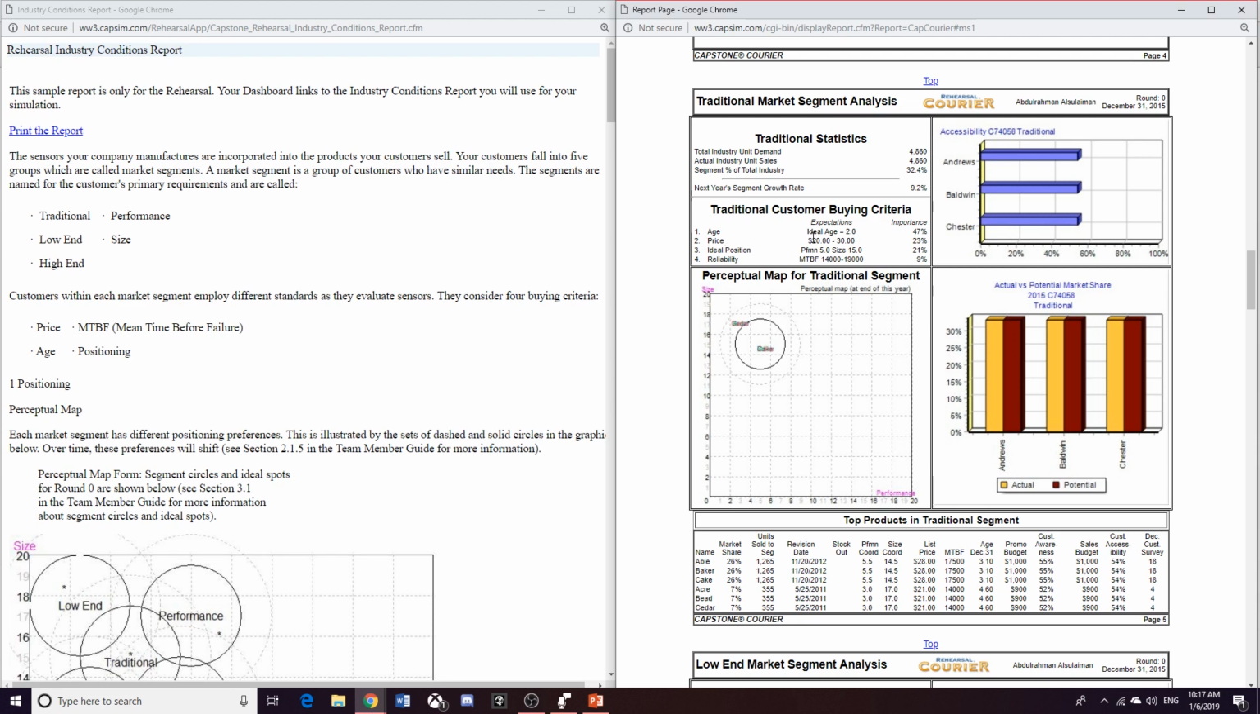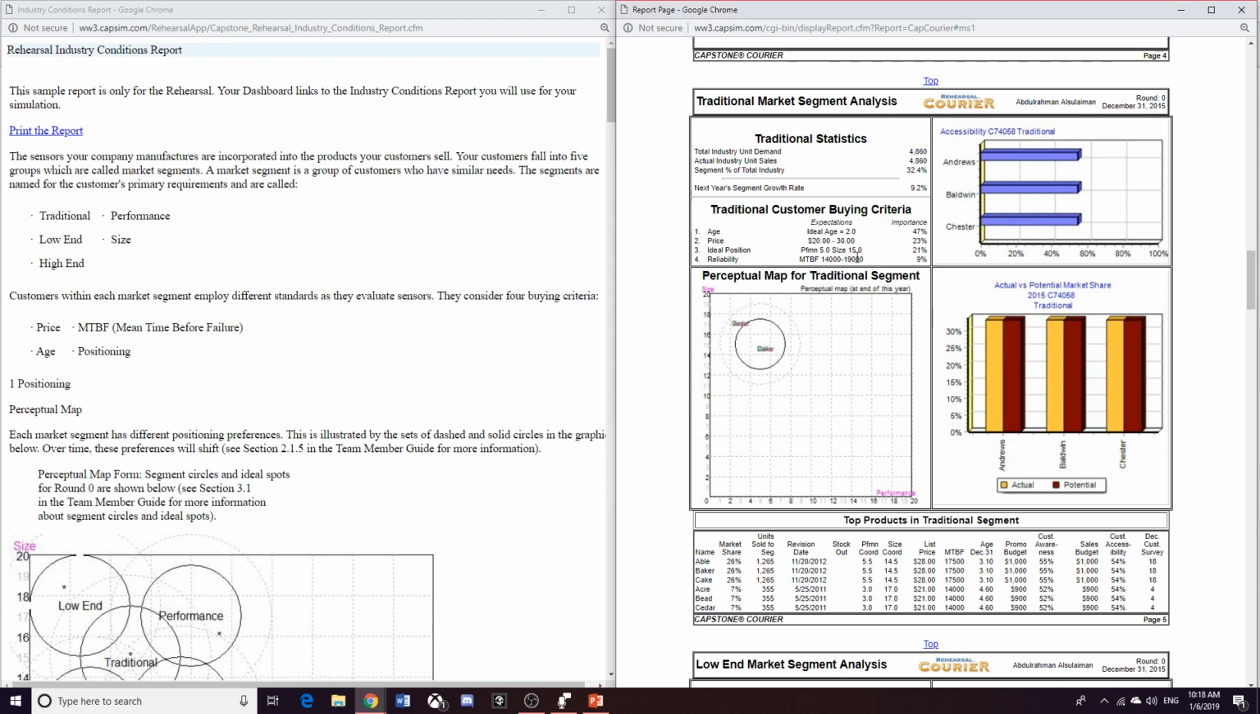And then price, we want to make sure that our price is around our competitors, not too much lower than our competitors and not too much higher than our competitors, and that will make sure that we get a good rating for price. And then for ideal position, I will discuss it in a minute. And then reliability, we need to make sure that we have higher reliability than competitors to get that 9%.